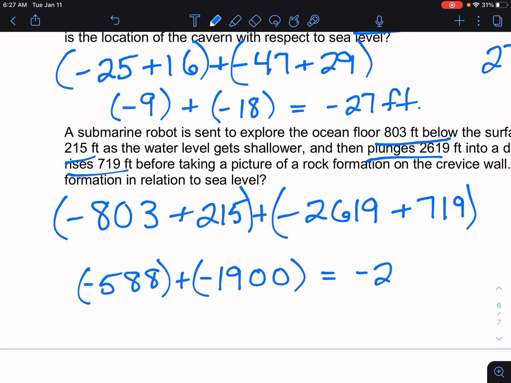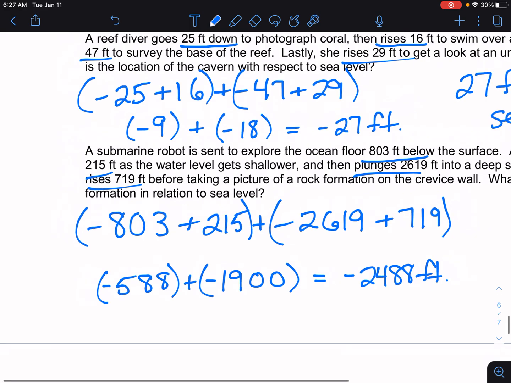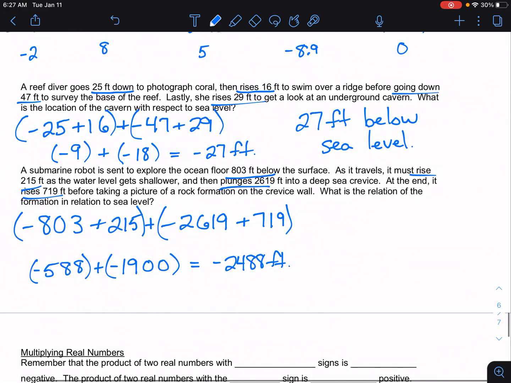That's going to be negative 2,488. Again, our label there was feet. So in relation to sea level, it looks like this robot is going to be 2,488 feet below sea level.